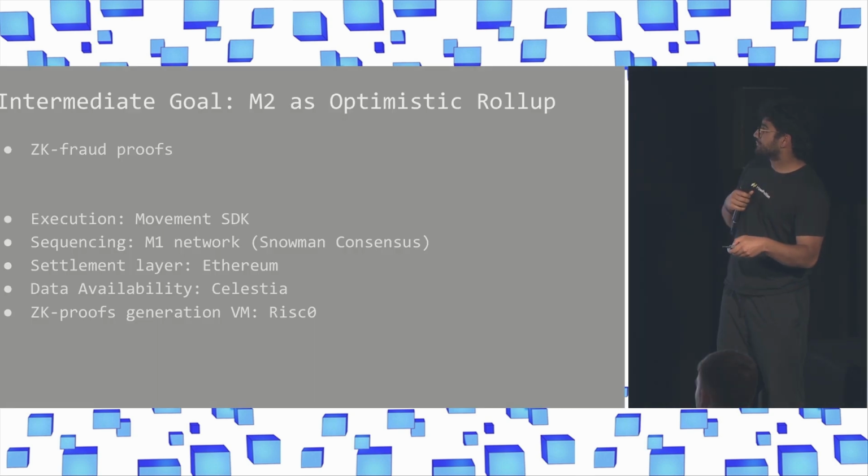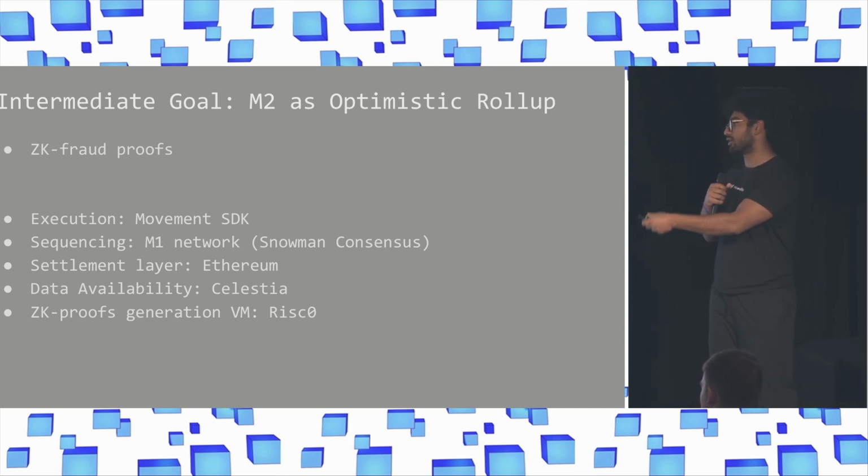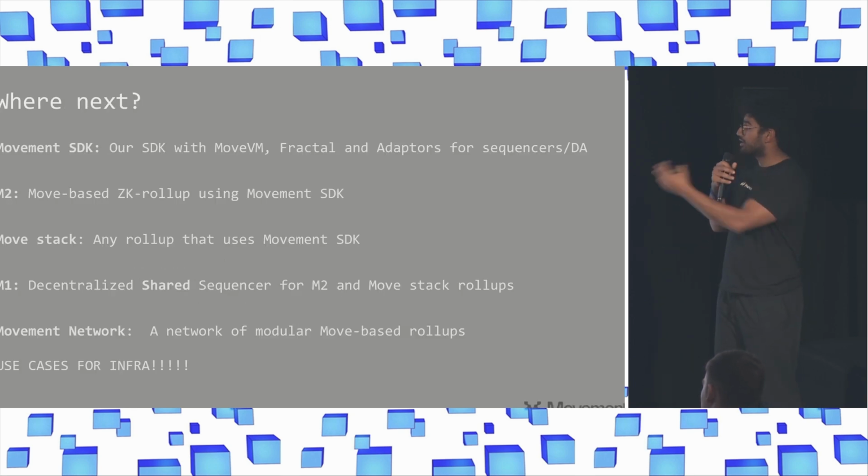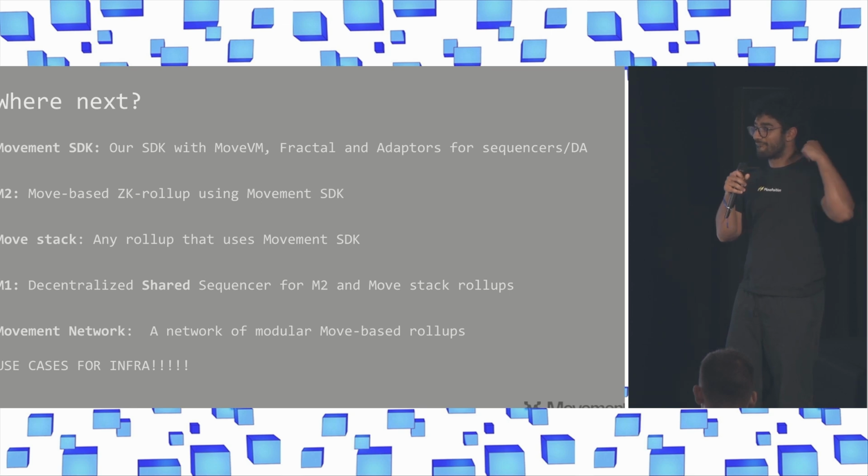Let's see what else. So yeah, where we are today: we're launching public testnet in 2 weeks, and we had private testnet go live a week ago, with our core teams building on it. Intermediate goal is Movement as an optimistic rollup, ZK fraud proofs, execution with the Movement SDK, sequencing with our M1 network, data availability with Celestia, and then ZK proof generation with Risc Zero right now. And we're next having our SDK go live, having the ZK rollup go live. Hopefully we can get to a point where proof generation and verification costs are down so we can have fast, high throughput rollups with ZK and then shared sequencer.